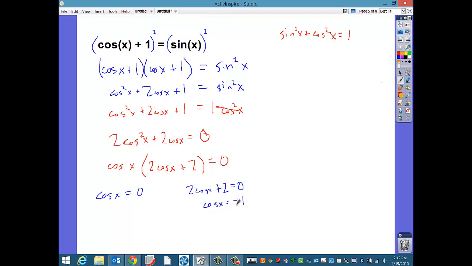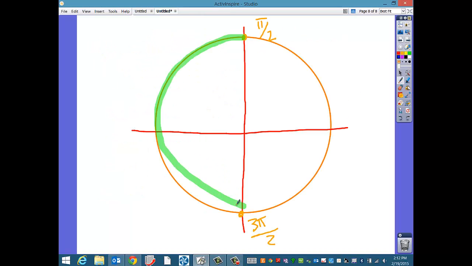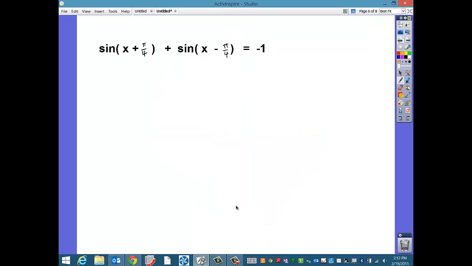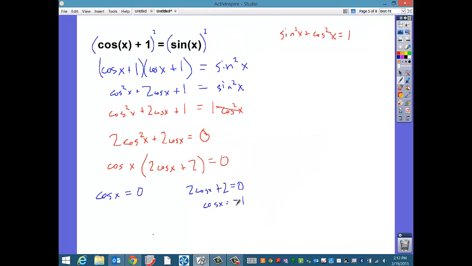Okay, so where is cosine equal to -1? Well, that's only at the bottom of the circle. No, sorry, not the bottom of the circle. What am I saying? Over here, this is where the cosine is -1. And that is pi radians. And of course, it would be pi plus 2 pi k. So we have both. We have the solutions from over here, which are pi over 2 plus pi k. And we have the solutions from over here, which are pi plus 2 pi k.